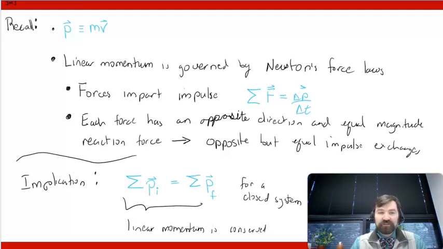So what defines a closed system? Well, it's basically any system for which there are no external forces that can act upon the system. As long as you don't have any external forces acting upon your system, you have what is called a closed system.